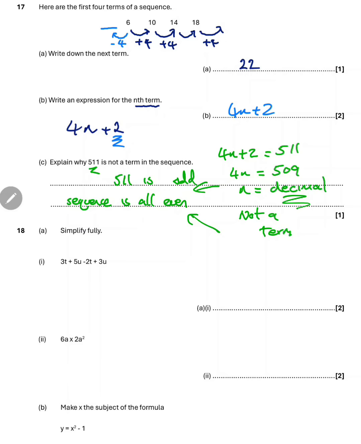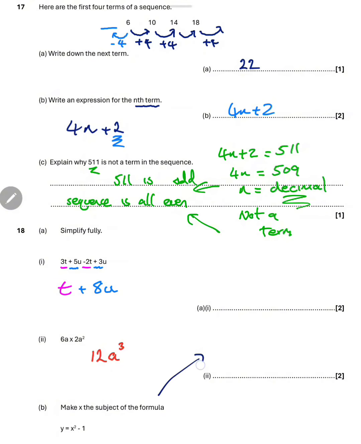Question 18, a bit of algebra to do, so we're just going to simplify. We're starting with 3t and we're taking away 2t. We've got a single t. We're then going to do 5u's, and it's positive 5u's, add 3 more u's, altogether we've got 8u's. Part 2, 6a times 2a squared. Well, 6 times 2 is 12, and a times a squared is a cubed.